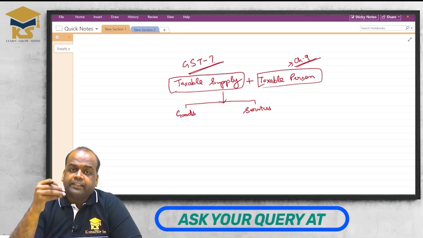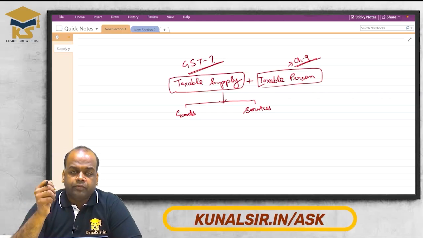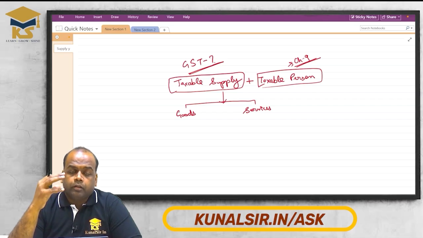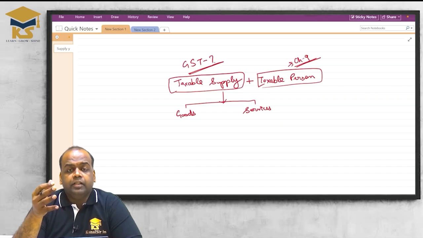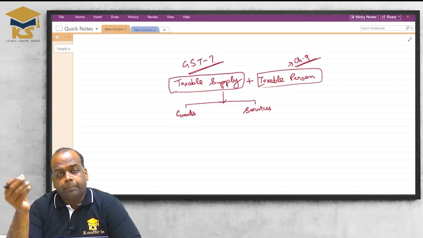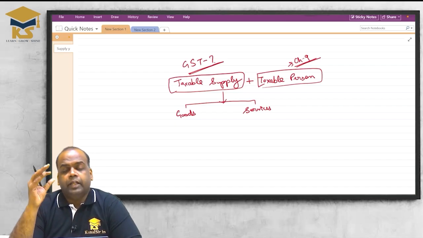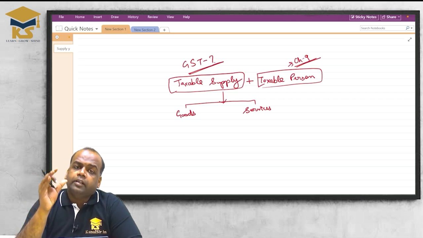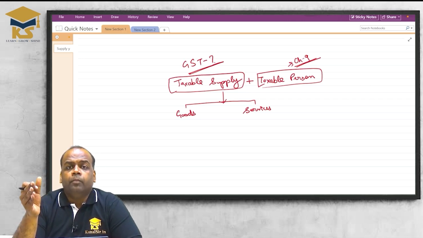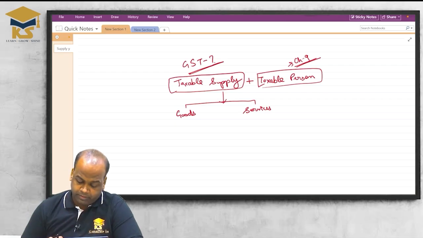The classification, goods, we have different types of goods. Services, we have different types of services. The place, like for goods, we can identify place of supply very easily, because that is visible, that is tangible. For services, there may be online service, there may be some remote service. So the nature of these two are different. That is why these are divided into two categories. So supply is divided into two categories, goods and services.